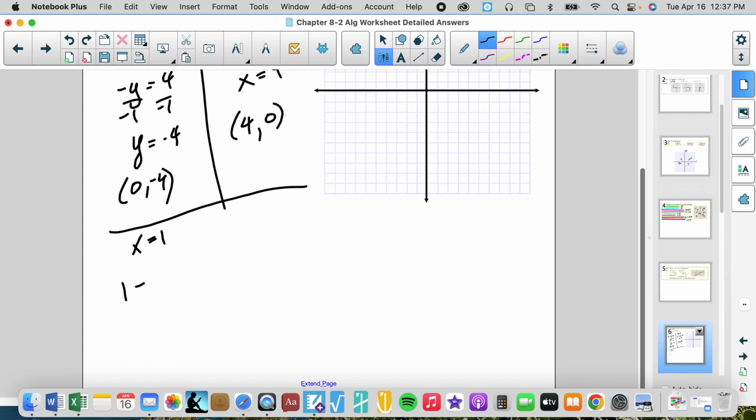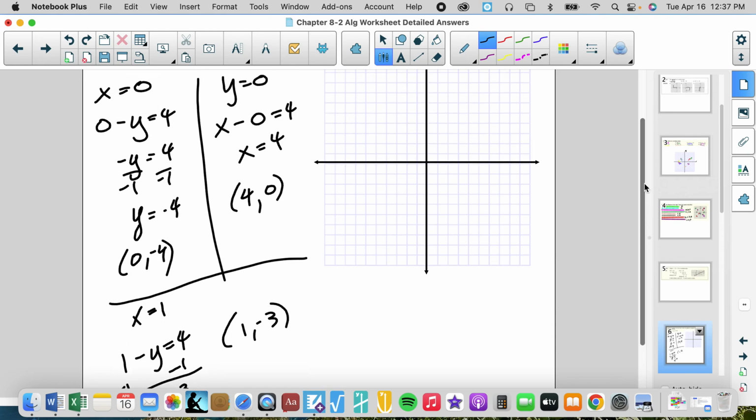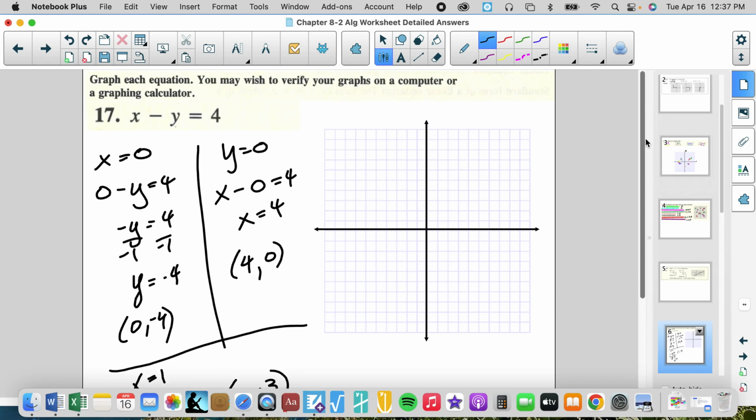So we get 1 minus y equals 4. Let's move over. Negative y equals 3. Let's divide by negative 1. We get y equals negative 3. So the coordinate is going to be 1, negative 3. These 3 points should align.